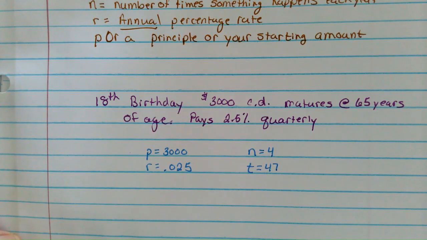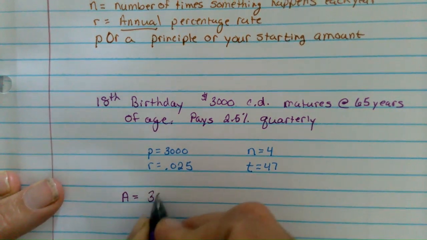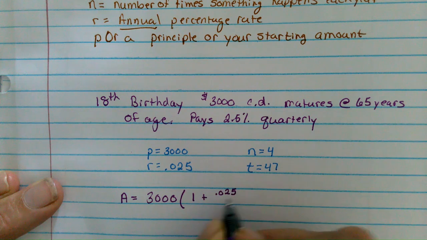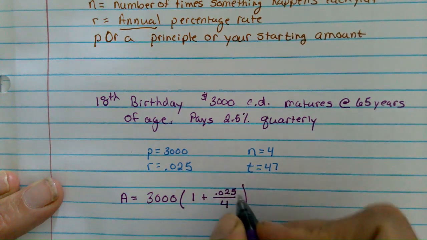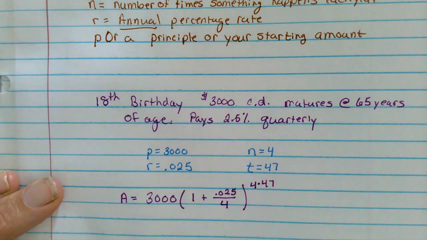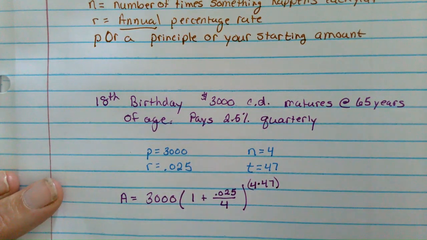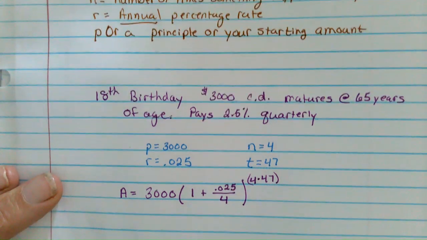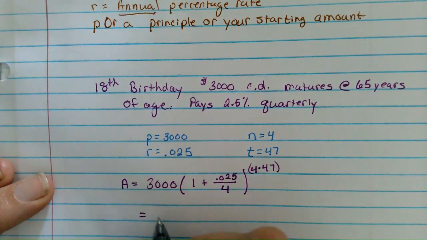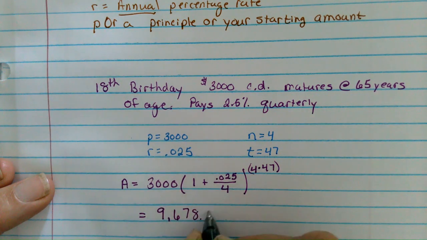Okay, so all we're going to do now is pop this into the formula. So your ending amount, your final amount, will equal 3,000, because that was your principal, times 1 plus your rate divided by N, to the N times T. Now I will warn you, depending on your calculator, you might want to go ahead and multiply that by hand first or put parentheses around it so you don't make a calculator error. Okay, so let's go ahead and type that in. You should be getting an answer in your calculator of $9,678.97.